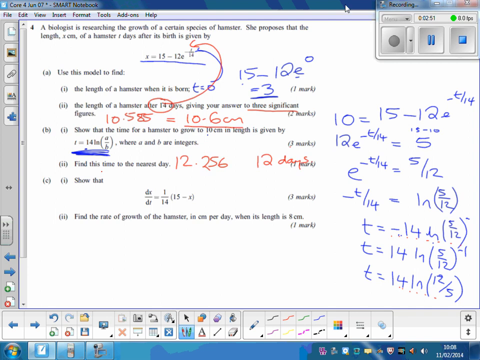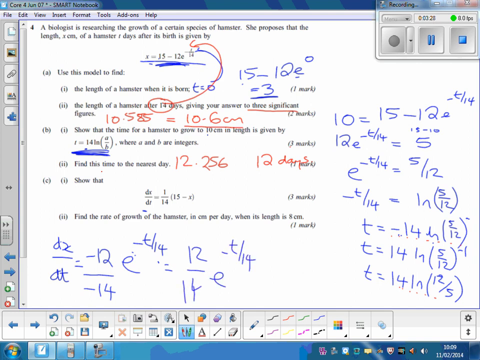This next part has come up a few times recently. It says differentiate it. It just says find out what dx by dt is. Don't worry about the answer at the moment. Let's just differentiate this thing, finding out what dx by dt is. And dx by dt, well, the 15 just disappears. The minus 12, e to the minus t over 14. Of course, the e stays the same, but you're going to times by the number of the power up here. Well, that's timesing by 1 over 14, and minus 1 over 14 at that. So we've got 12 over 14 e to the minus t over 14.